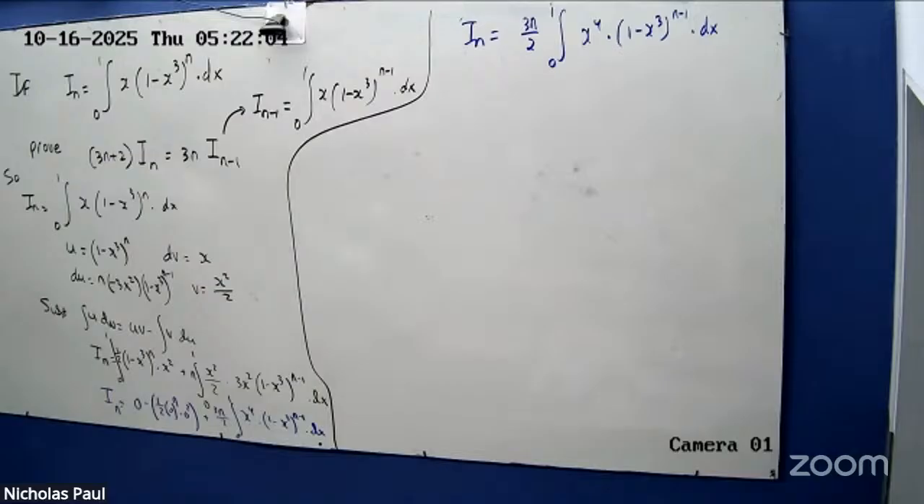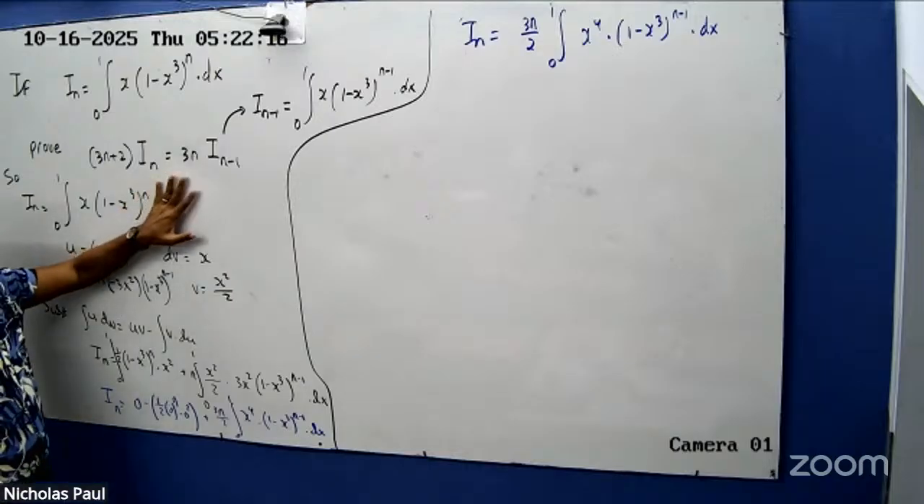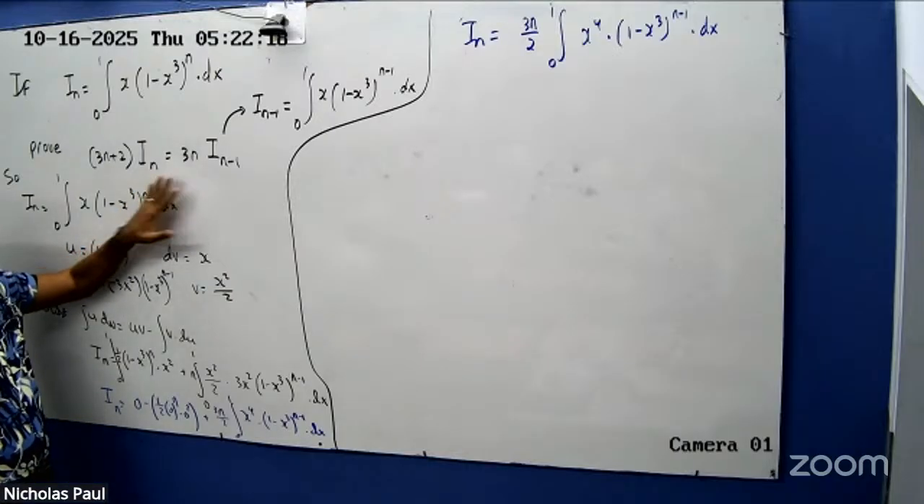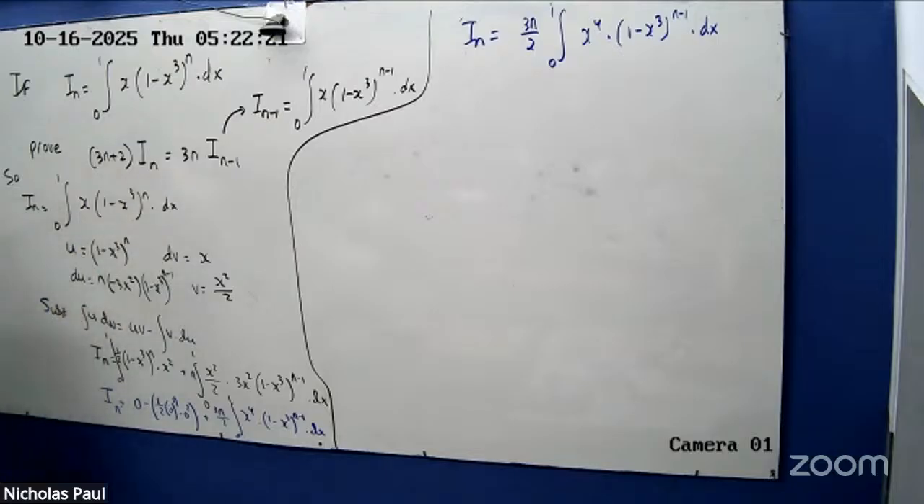Not talking about the one. What's that? I take it down. Yeah, good. So, this is the reduction formula that we're trying to get. Integration by parts one more time. Try it. How are we going to integrate that?